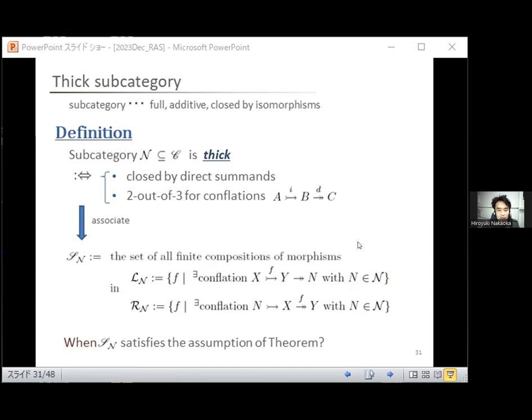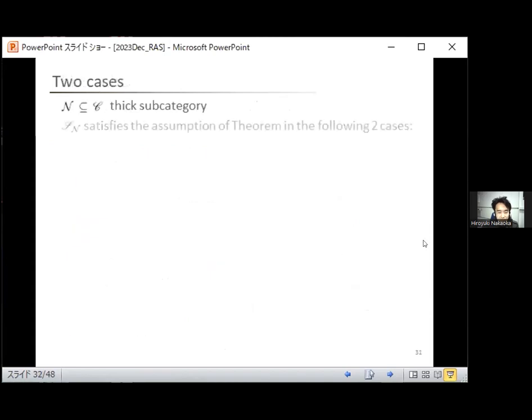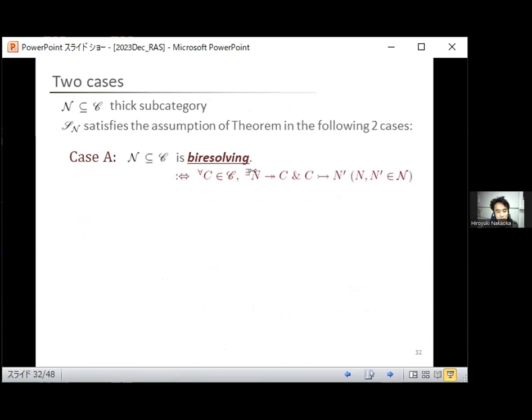And as our answer, it is fulfilled in each of the following two cases. Case A is that N is a bi-resolving subcategory. A sixth subcategory N is called bi-resolving if any object C admits a deflation from some object N in N, and also an inflation to some object N' in N.